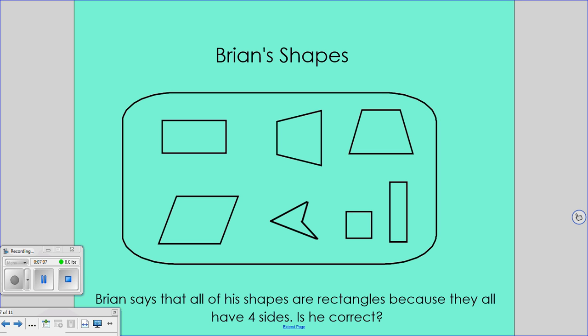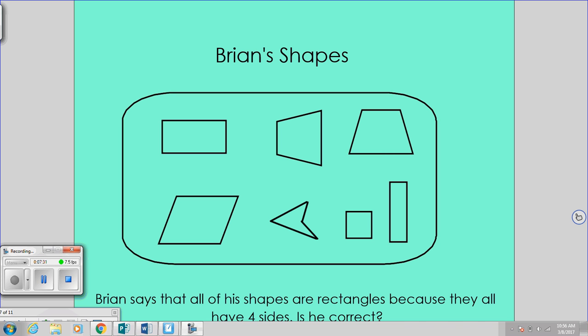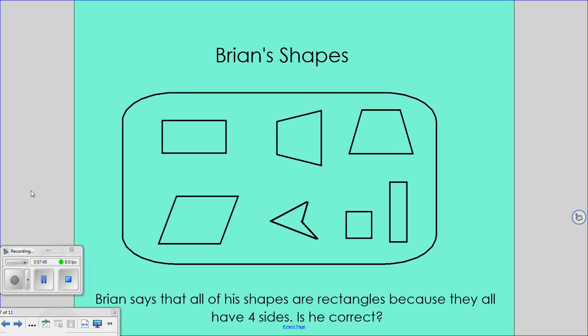Brian says that all of his shapes are rectangles because they all have 4 sides. Is he correct? You're not raising your hand right now, you're just thinking. And once you think either yes or no, you need to come up with the evidence. Why? You're thinking. Why is he not correct? That's what I want to know. Why is Brian not correct? He's still right that they all have 4 sides. All of them have 4 sides. I counted. Why does that mean they're not rectangles?